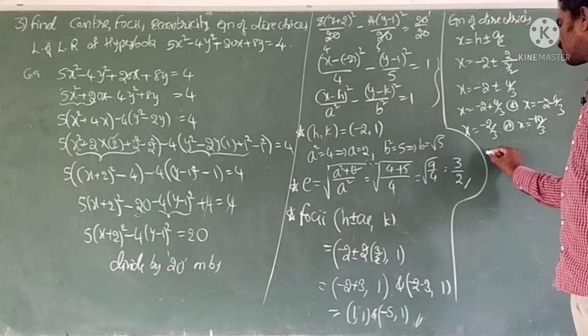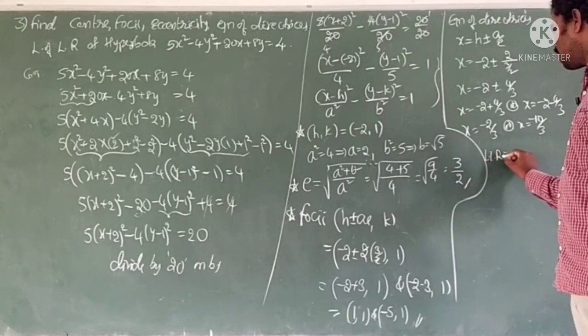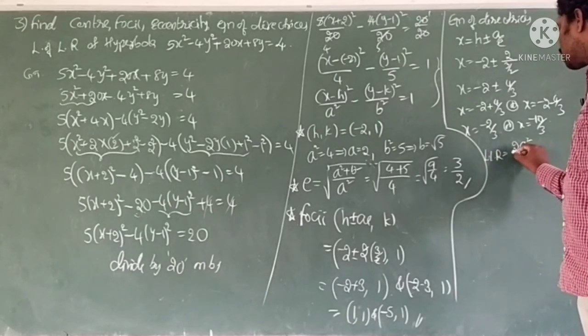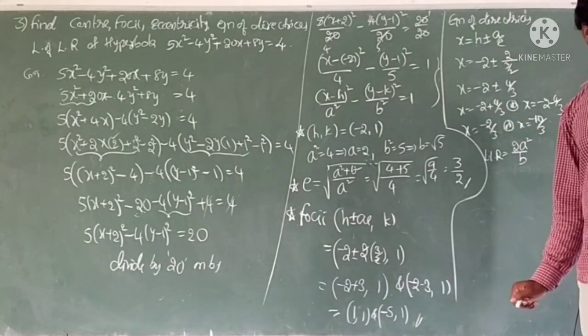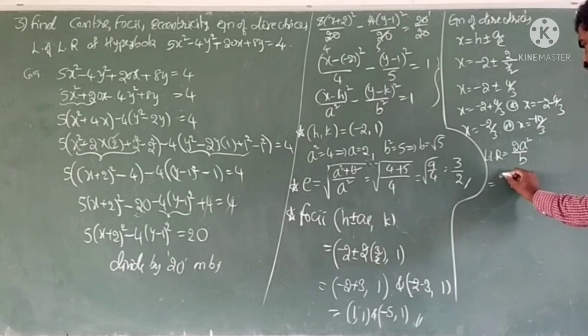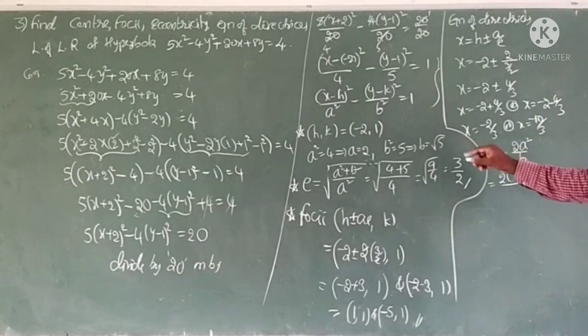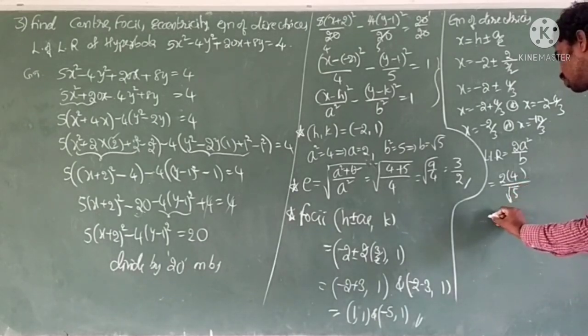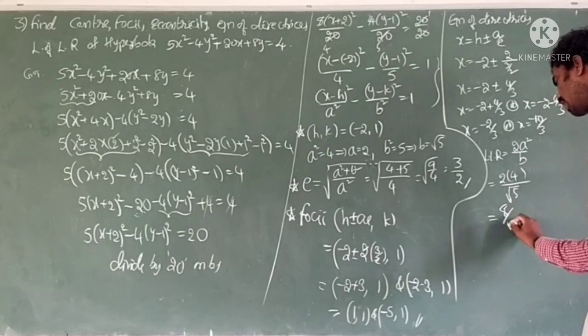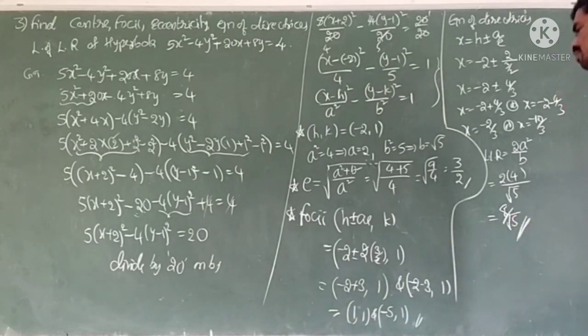Next, last one, length of latus rectum. The length of latus rectum formula is what? 2a square by b. Am I right? So it is equal to 2 into a square value, which is 4, and by b means root 5. So 2 into 4 is 8 by root 5 is the length of latus rectum.